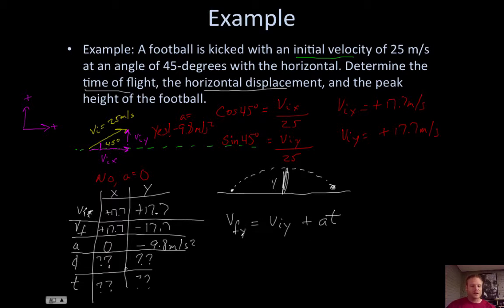Now, what is v final in the y direction? Well, we know it's negative 17.7. And this is the beauty of the chart, is now it's just kind of like filling stuff in because you've got all this data right here. What is the initial velocity? Well, it's positive 17.7 plus, what's the acceleration? Negative 9.8 times time, which we're trying to figure out. All right? So if you do a little bit of algebra with that, you get a time of 3.6 seconds. That's how long this ball would be in the air, 3.6 seconds. Okay? So now we know the time. Can I figure out now the horizontal displacement of the ball?